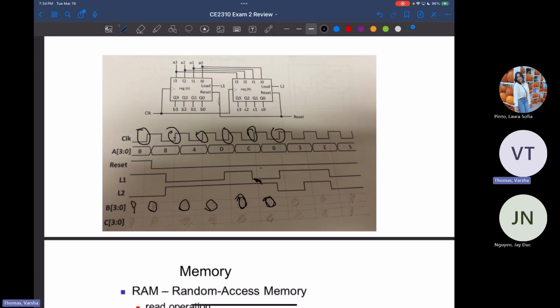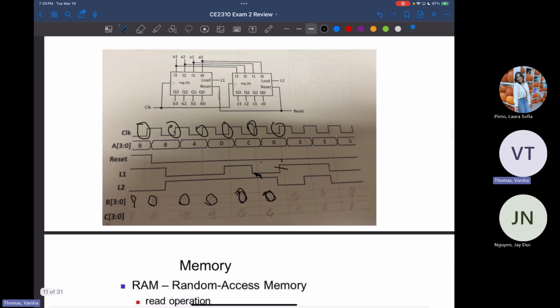Next rising edge, we have reset. Reset's at 0, so we're good to look at load 1. Let's look at load 1. Load 1 is a 1. So now we're gonna use the number 0, which is below the clock, the rising edge. So 0.